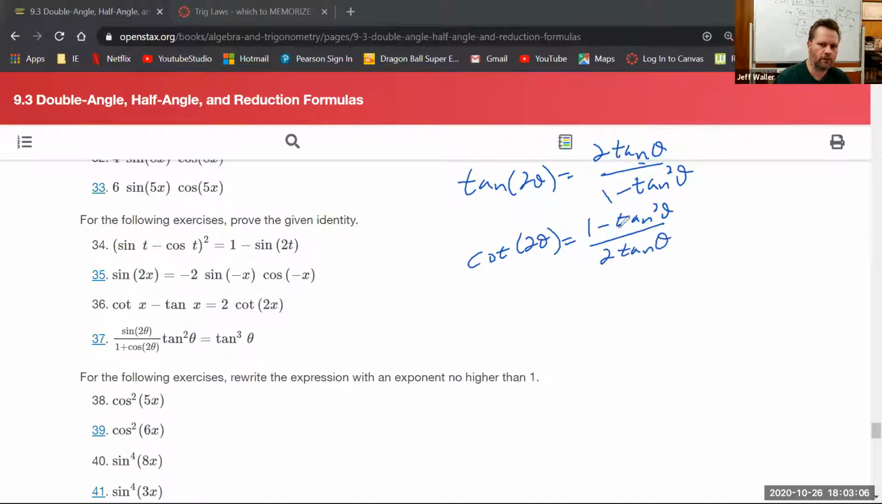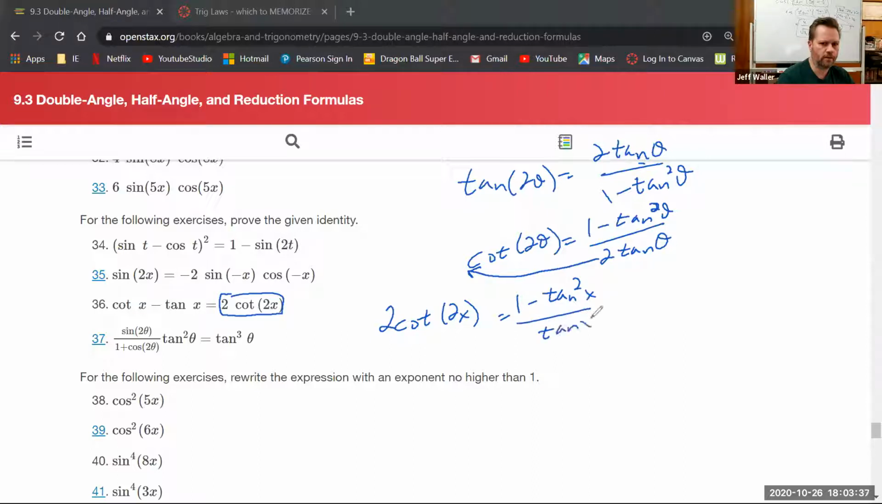Now, could I maybe work with this and get cotangent to show up in it? Of course. Do I need to? Probably not. Oh, so now look at this bad boy. So now this has got 2 cotangent 2x. So what's 2 cotangent of 2x? Well, it's like that 2 would come up, right? And I just have to put an x in place of my theta. So pretty cool with what's happening.